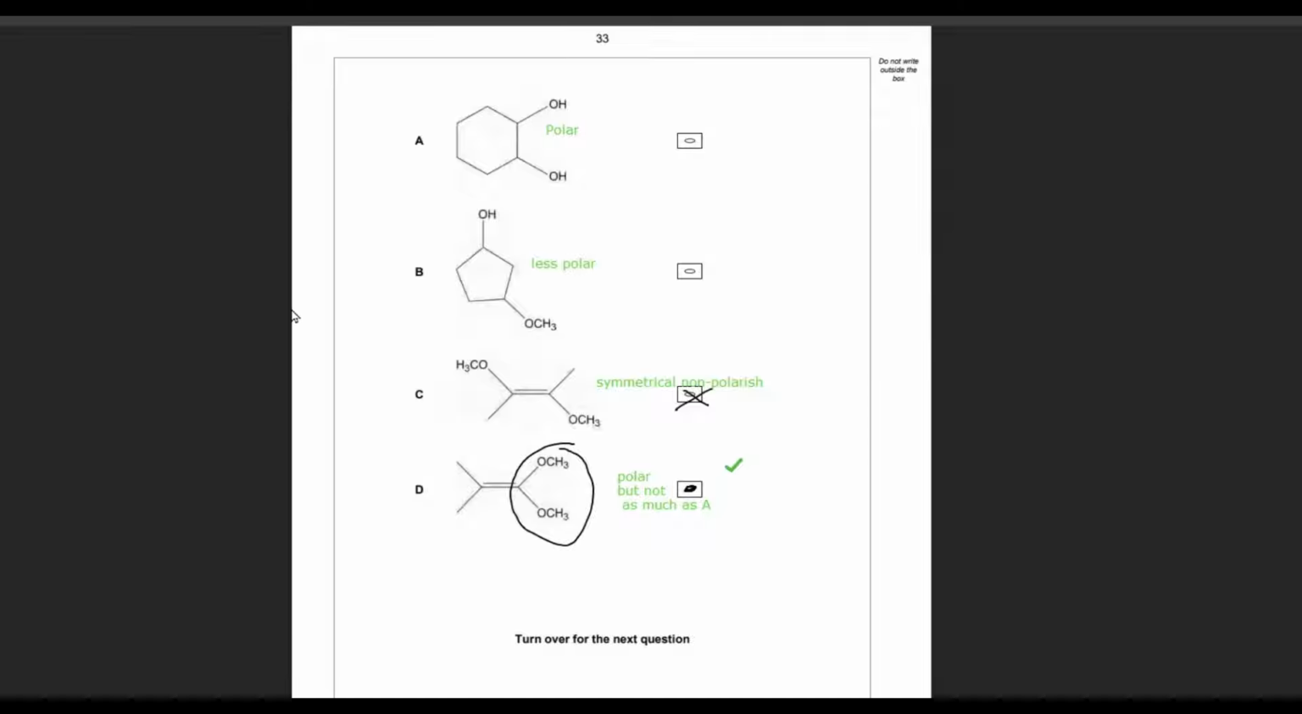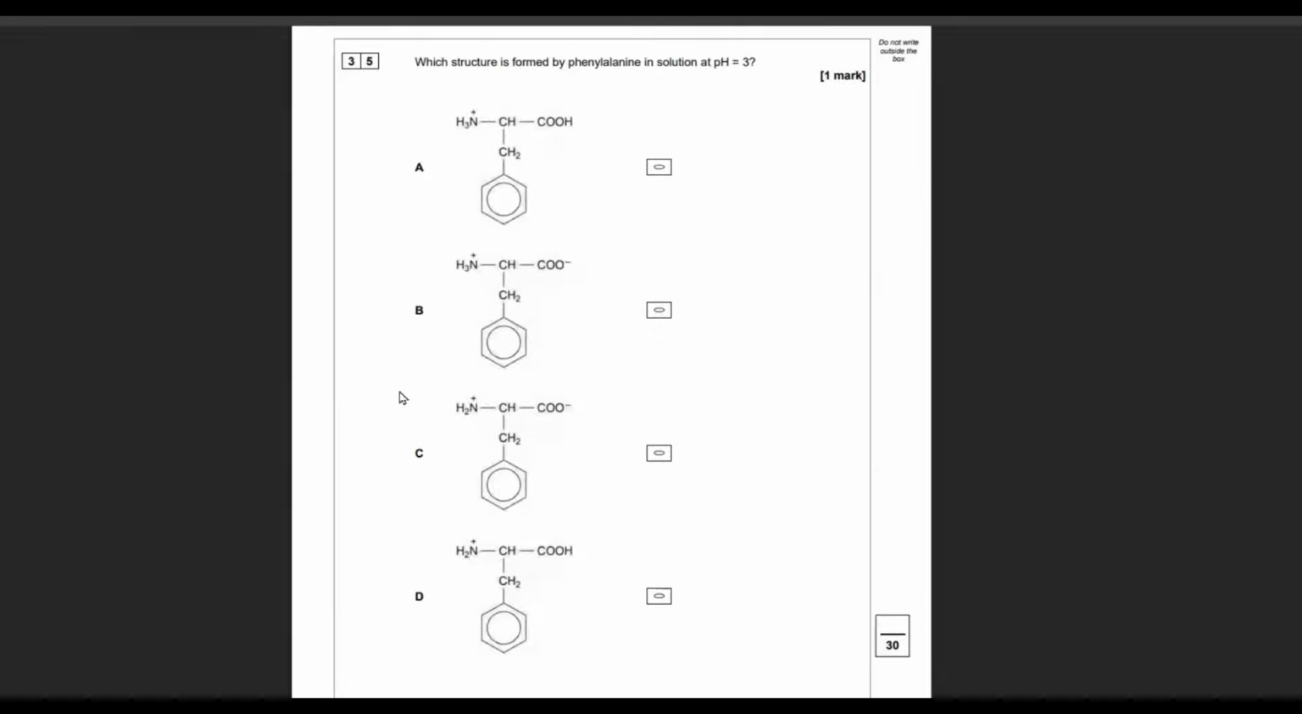There we go. Is that the end of the test? That was quite a difficult question. Is that the end of the test? Oh, 35. One more. And this is the end of the test.